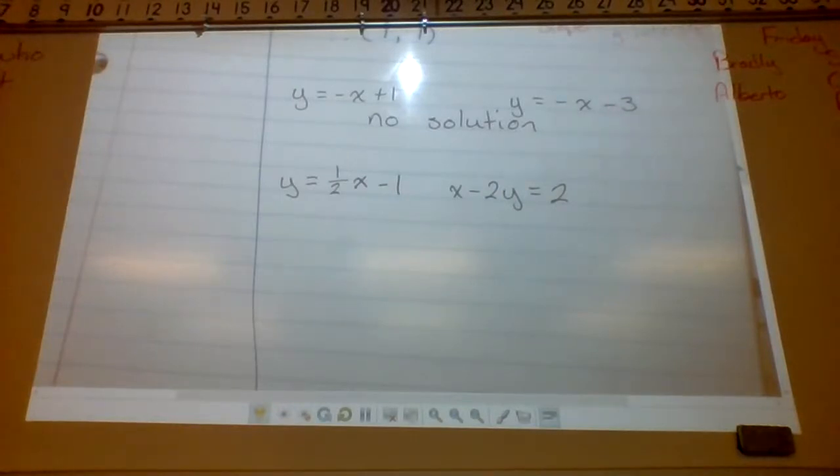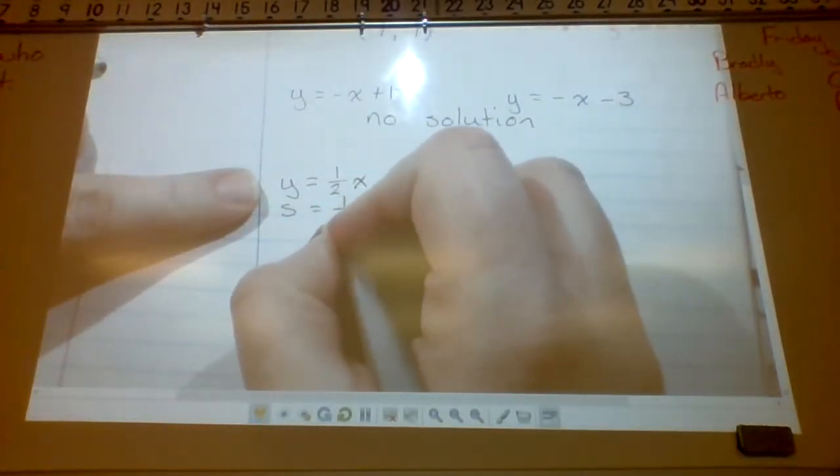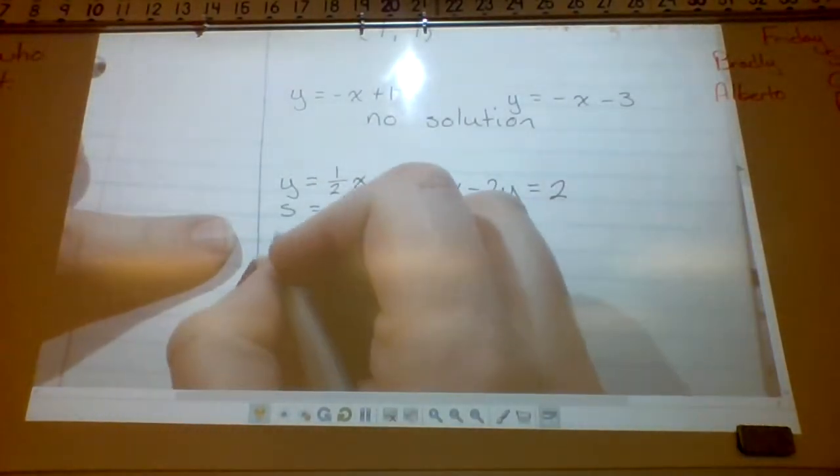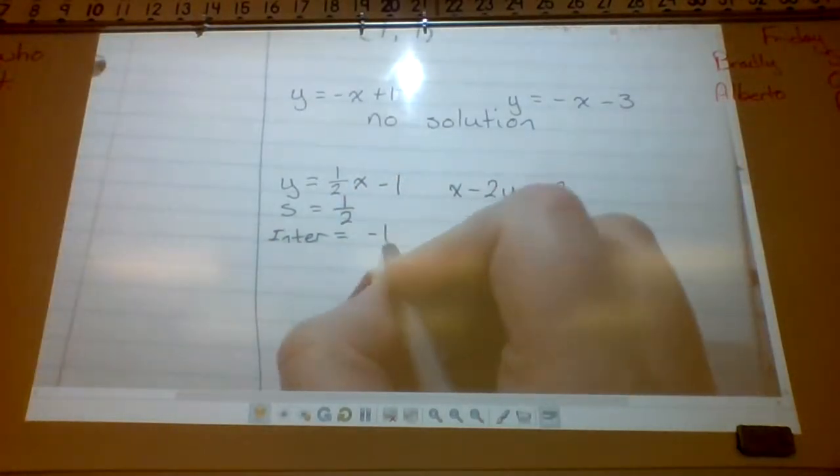Thank you. All right. Can we graph both of these right as they are? What is your slope for this one? 1.5. What is your y-intercept? Negative 1. So look at the other one.